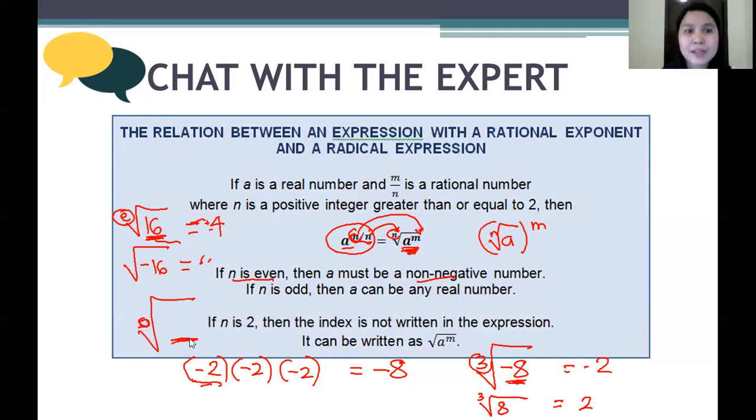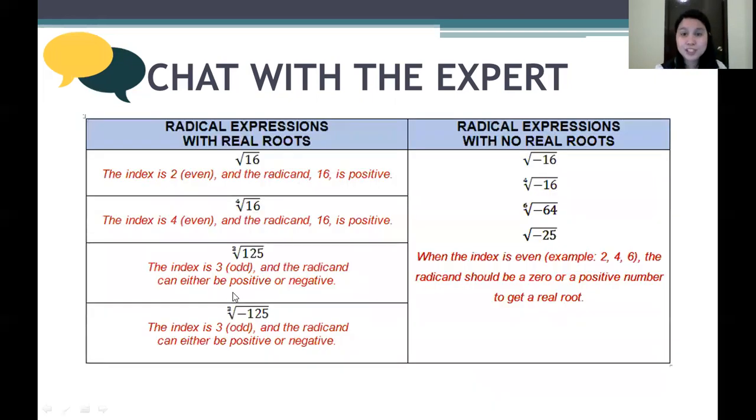For example, let me give you some expressions with real roots. Here, even for the index, positive. Odd for the index, positive. Odd for the index, negative. It's okay. Now, why will these expressions not have real roots? You check.